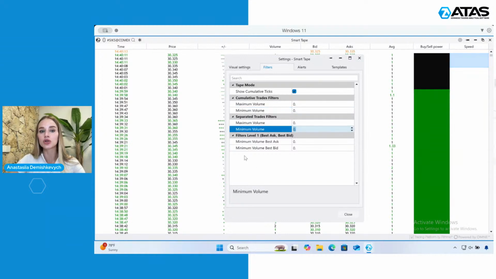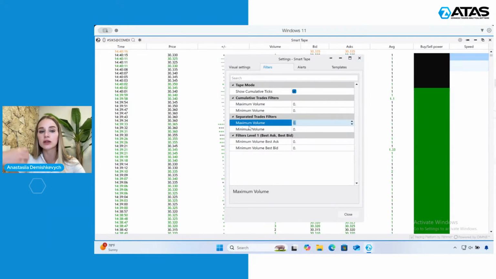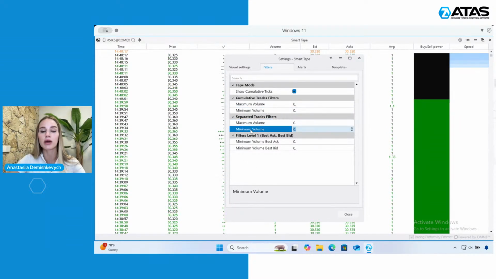But again, I do not use maximum volume filters. I use the minimal volume filters for myself. And the minimal volume filter is going to depend on the asset that you actually trade.